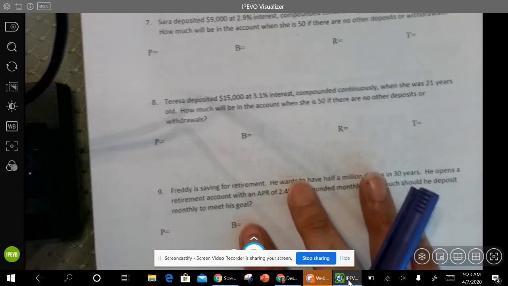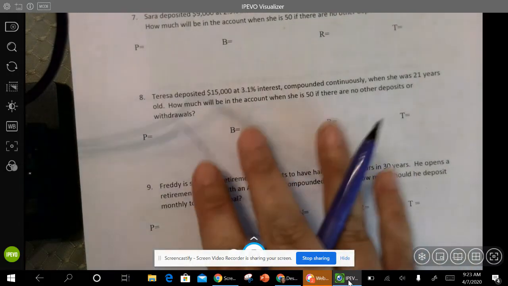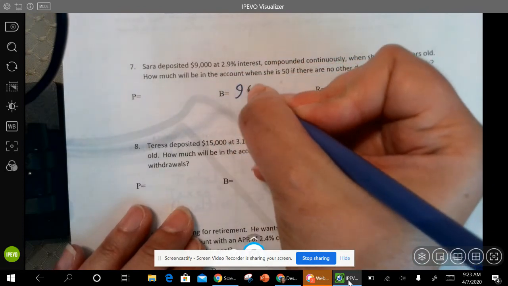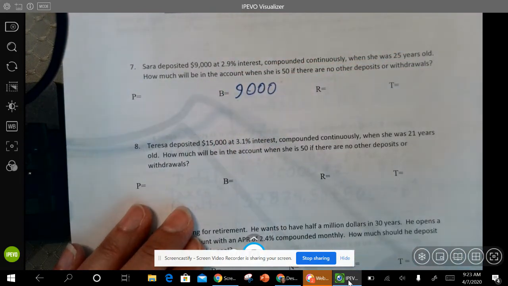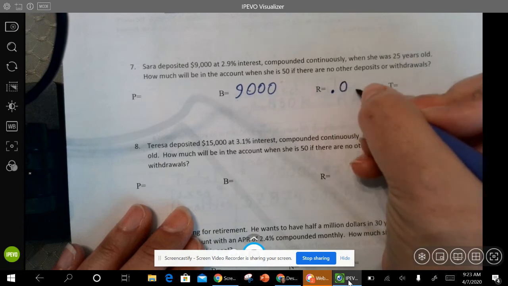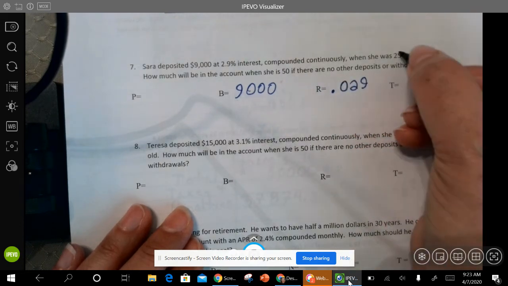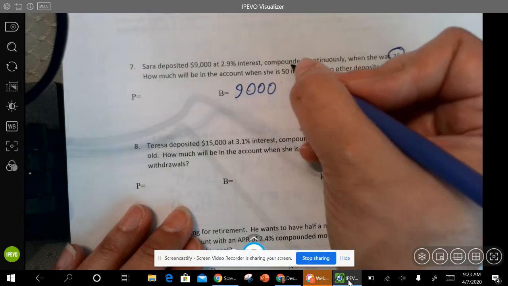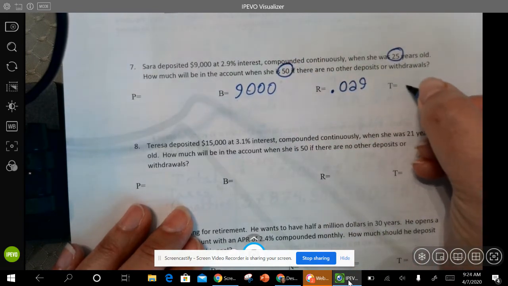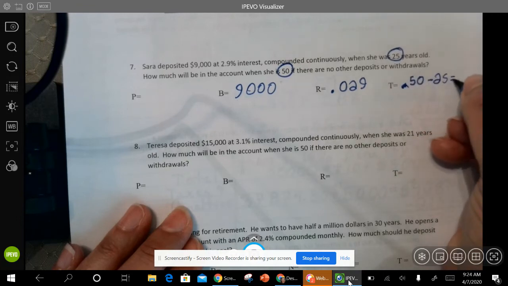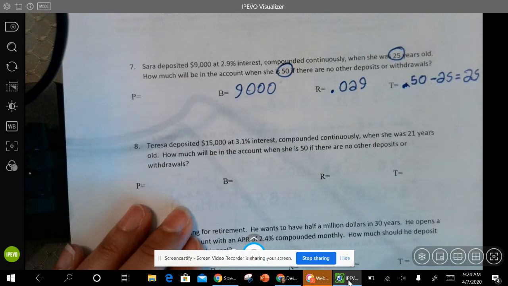Okay, so these are where we're doing the continuous ones. So Sarah's going to deposit $9,000. So that's our balance. The rate is going to be 0.029, sorry. And time, she's going to be 25 years old. She wants to retire. Know how much she'll have when she's 50. So 50 minus 25. So we get 25.